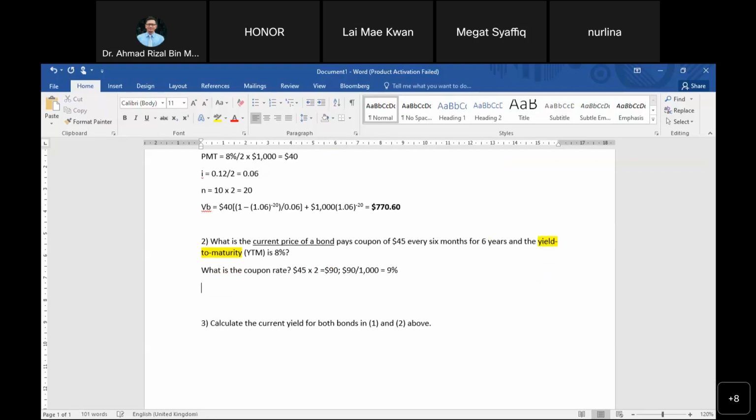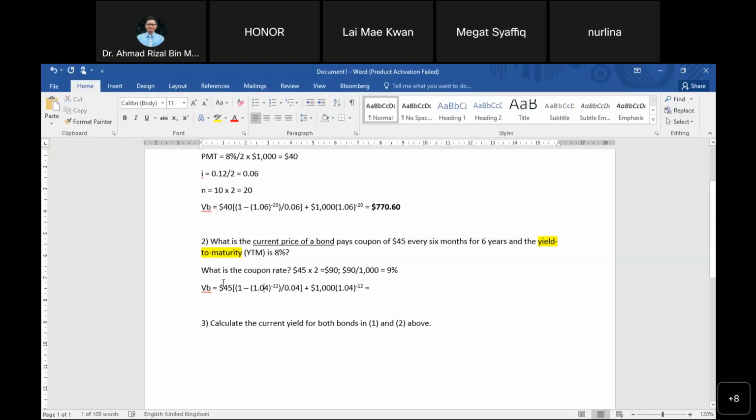Okay? So when you work out the calculation, your PMT is easy, already given $45 every 6 months. You know that this is 1 minus. Now, the yield rate is 8%, but since this is a semi-annual coupon, you have to divide by 2. So 1.04 to the power of, 6 years times 2 would be negative 12 here, close, divided by 0.04. Close. Then plus your maturity value, standard 1000, 1.04 to the power of negative 12.